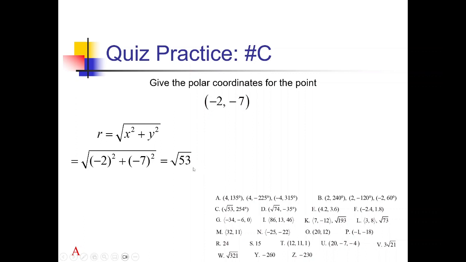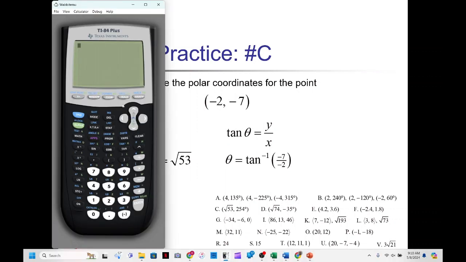Next up, let me get the theta value. I have the relationship that the tan of theta equals y over x. So to get my angle, I need to take the inverse tan of y over x. That would be the inverse tan of negative 7 over negative 2. And for that, I will need the calculator. So let me do second tan, and then negative 7 divided by negative 2.